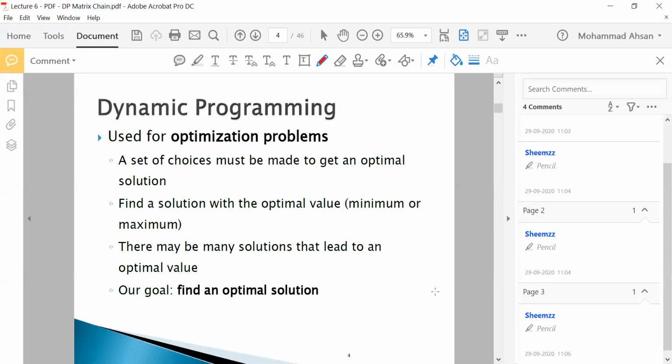On the other hand, dynamic programming is used for optimization problems. An optimization problem is a problem where you can have multiple answers, but you want to find the optimal answer. Let's say you have many solutions available. I want you to give me the maximum possible of all of those. Or you have many solutions available, and I want you to give me the minimum. So there are many possible solutions and we want to select the optimal solution. A set of choices must be made to get an optimal solution. So we have to maximize or minimize something. Normally that is the case. So the goal in dynamic programming is to solve a problem to get an optimal solution.